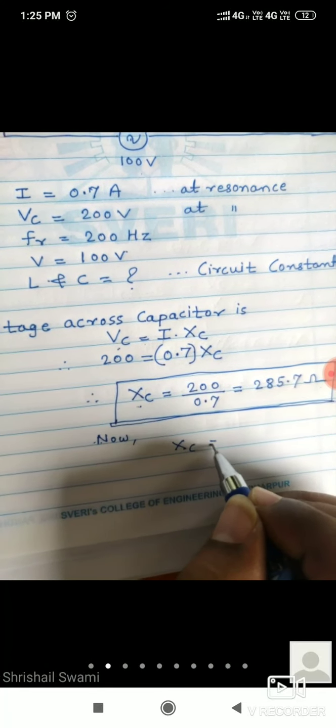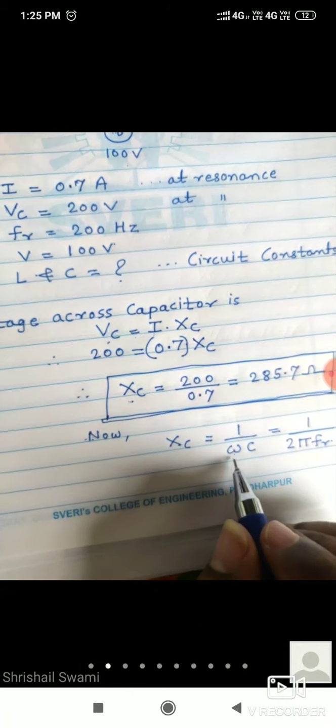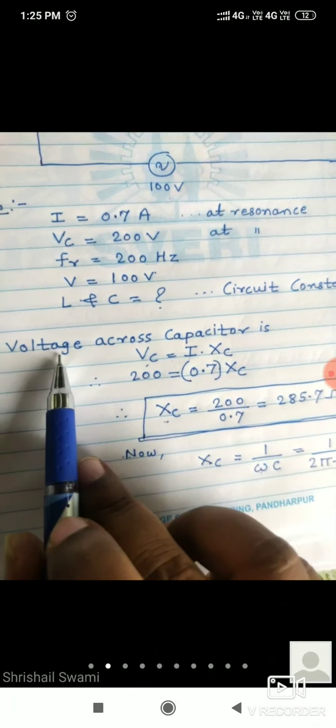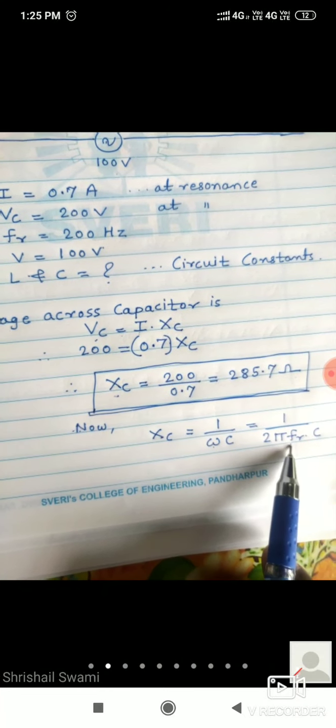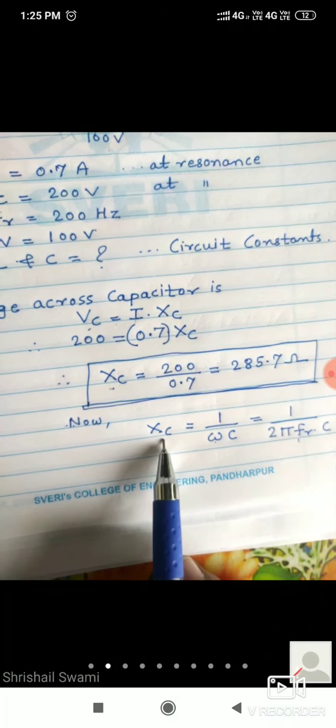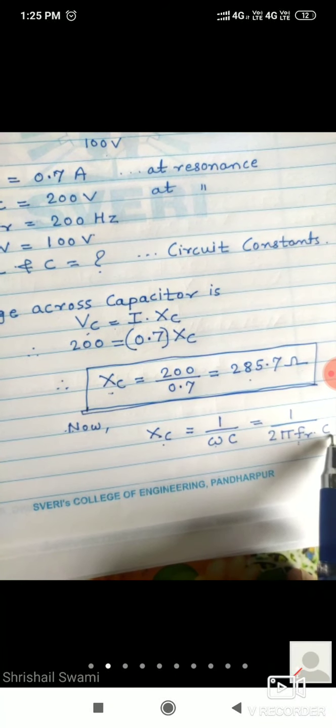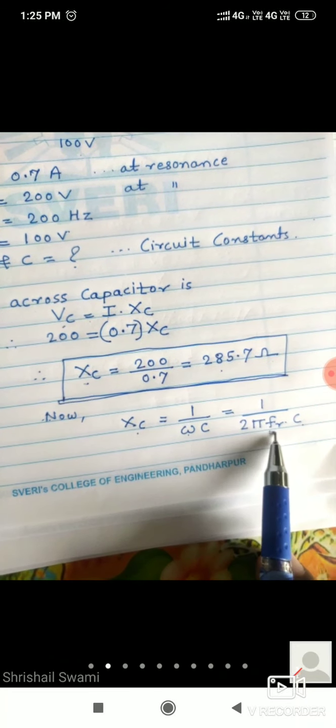Now, XC is equal to 1 upon omega C. बरोबर आहे. So 1 upon omega means what? 2 pi FR into C. आता इथे FR का? कारण at resonant frequency voltage across capacitor is given. Therefore frequency we have to take as a resonant frequency. So आता मला सांगा XC माहिती आहे. XC चा आन्सर किती आहे? 285.7. C व्हॅल्यू काढायचं आहे. FR चं व्हॅल्यू दिलेलं आहे.